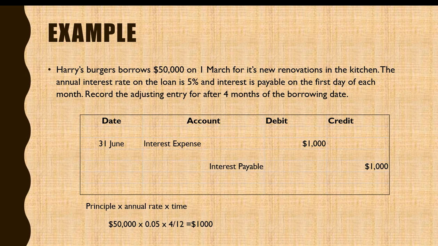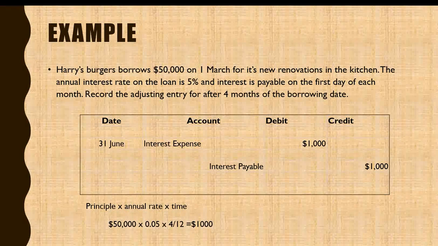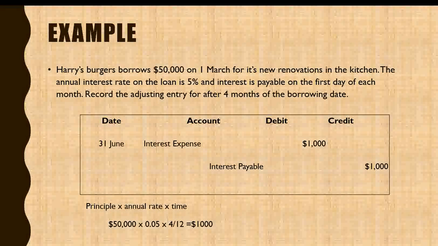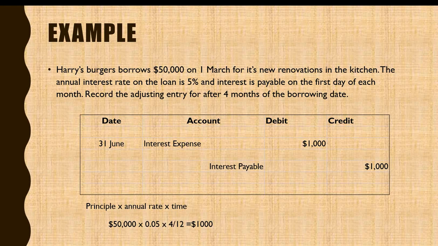Harry's Burgers borrows $50,000 on the 1st of March for its new renovations in the kitchen. The annual interest rate on the loan is 5%, and interest is payable on the first day of each month. Record the adjusting entry for after 4 months of the borrowing date. Here we will debit interest expense for $1,000 and we would credit interest payable for $1,000.